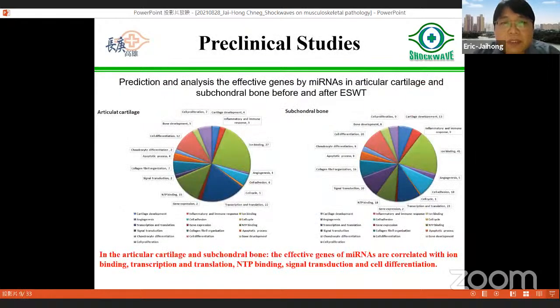Next, we did a prediction and analysis of the effective genes of the microRNAs in the articular cartilage and subchondral bone before and after Shockwave therapy. We found the effective genes of microRNA are correlated with ion binding, transcription and translation, NTP binding, signal transduction, and cell differentiation.